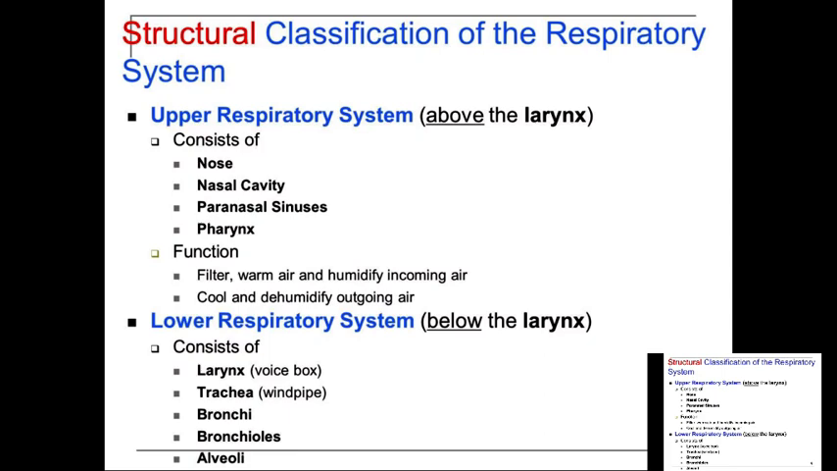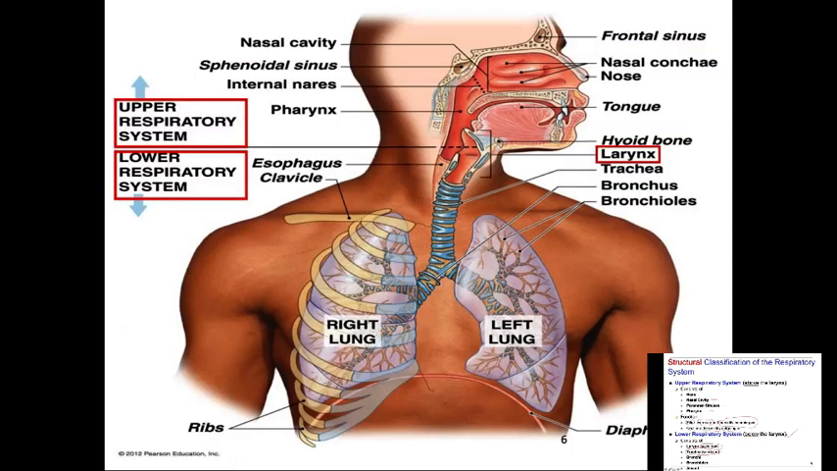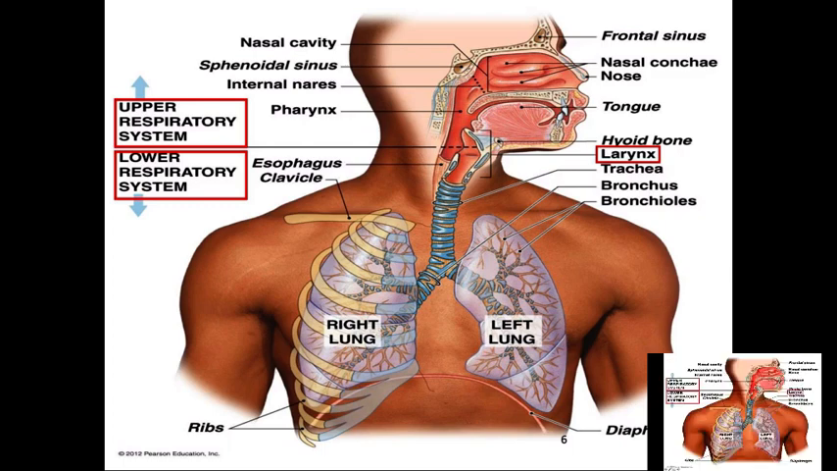With the upper, we're talking about the nose, and we have the nasal cavity, the sinuses, and the pharynx. The function there is really to filter. It's going to warm the air, humidify all the incoming air, and cool and dehumidify the outgoing air. When we talk about the lower, which is below the larynx, the voice box, you have the larynx, the trachea, which is typically referred to as the windpipe, bronchi, bronchioles, and alveoli.